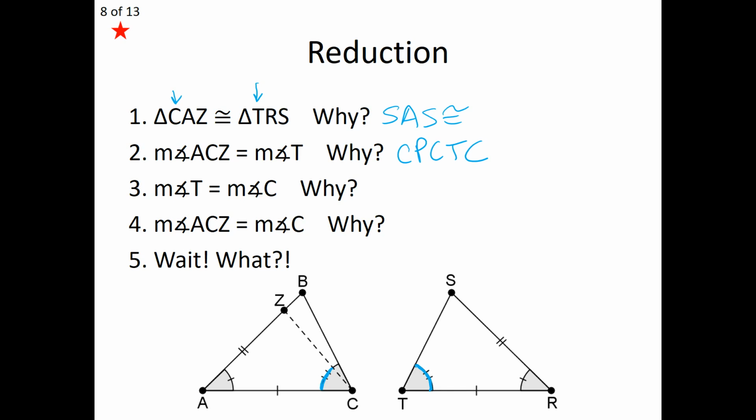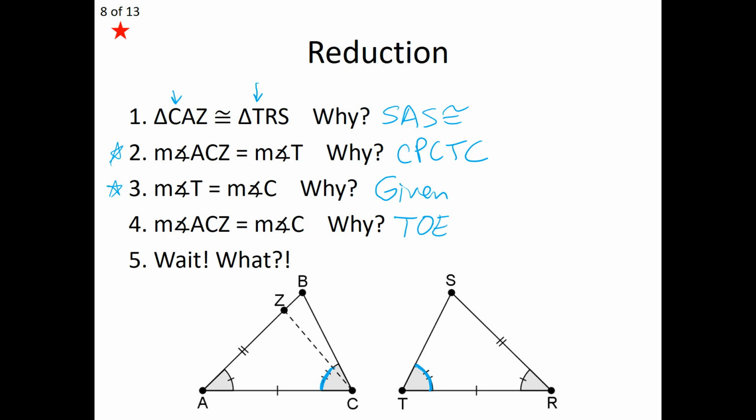Those are corresponding angles. Now, we also know that angle T and angle C are equal to each other. Why is that? If we go back and look at our setup, that's from our given. We know that angle T is equal to angle C by our given, so what follows about angle ACZ and angle C? When I say angle C, I'm referring to the entire angle C. ACZ is equal to the measure of angle C, and that follows because, take a look at our step 2 and step 3: ACZ is equal to T, and T is equal to angle C, which means angle ACZ is equal to angle C, just by transitivity of equality.